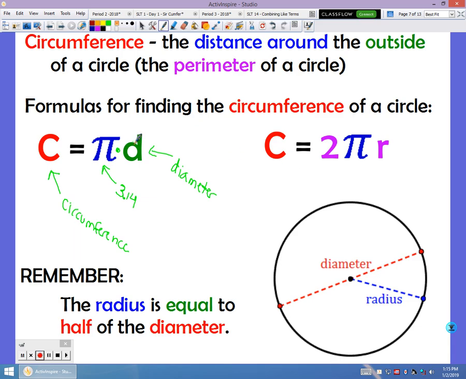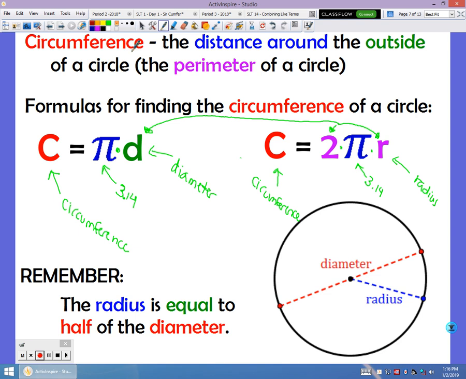Now, if we're not given the diameter, and instead we're given the radius, we still have C for circumference equals, but now we have 2 times, no sign means times, pi, we're still going to use 3.14, and instead we're going to be using the radius. Because remember, 2 times the radius means the exact same thing as the diameter. So either one of these formulas will work in order to find the circumference.